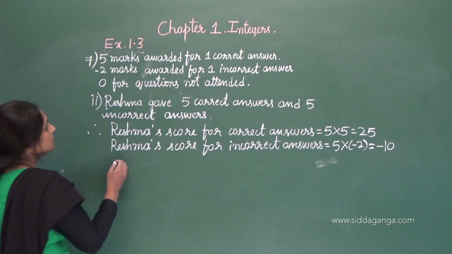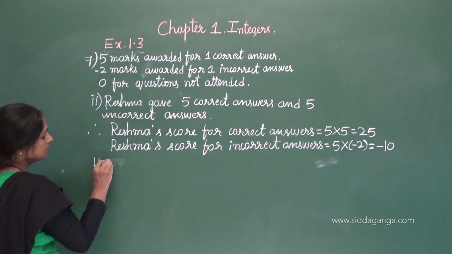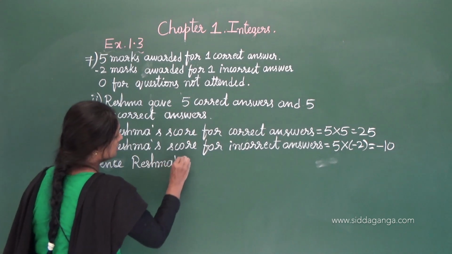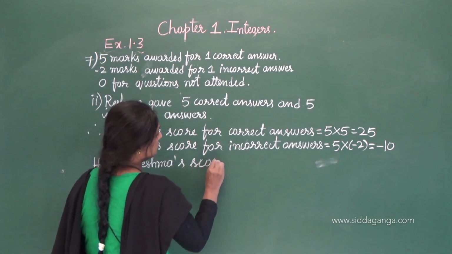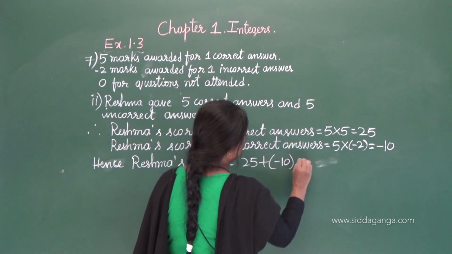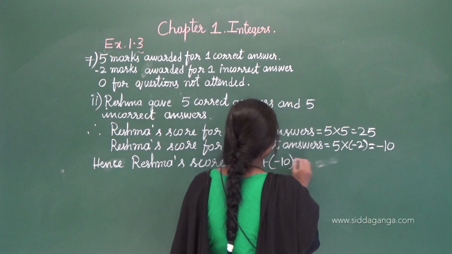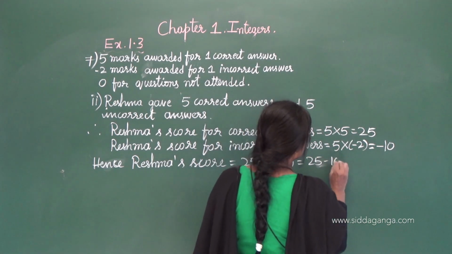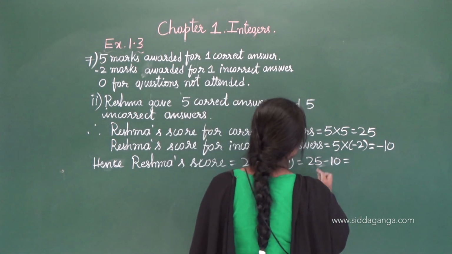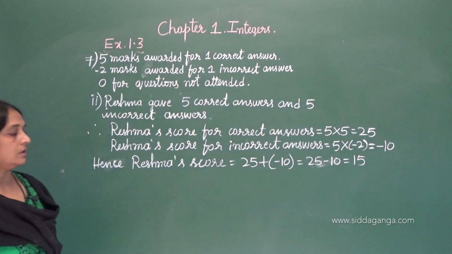Okay, then they asked to find the total score. Therefore, hence Reshma's score is equal to 25 plus of minus 10. We have to take the sum of those two scores. 25 plus into minus is minus 10. Then she got 25 minus 10, that is equal to 15. Her score is 15.